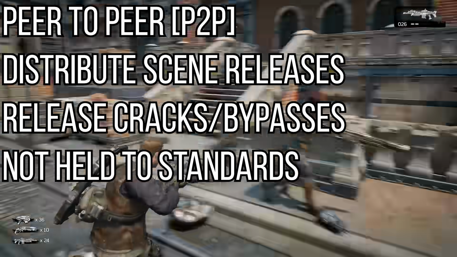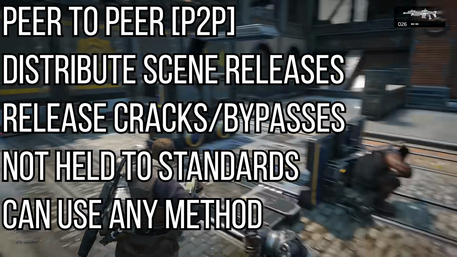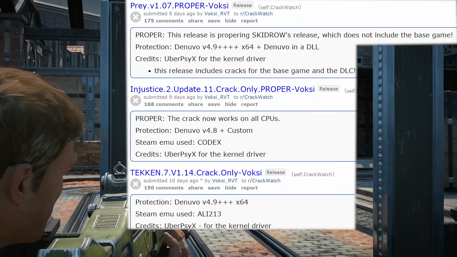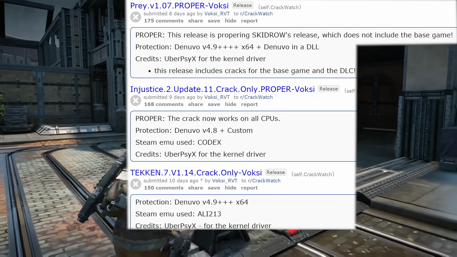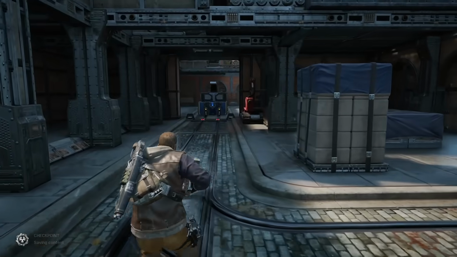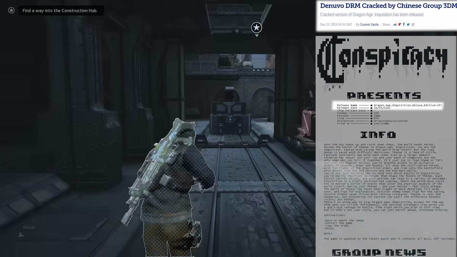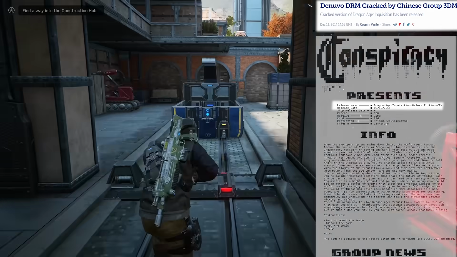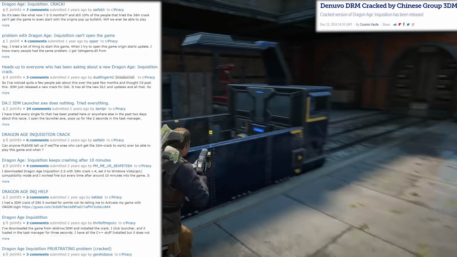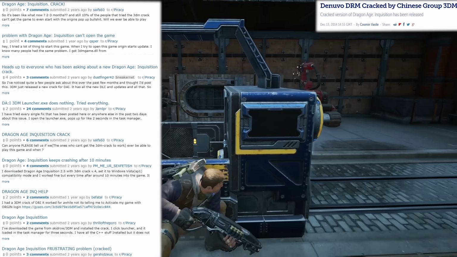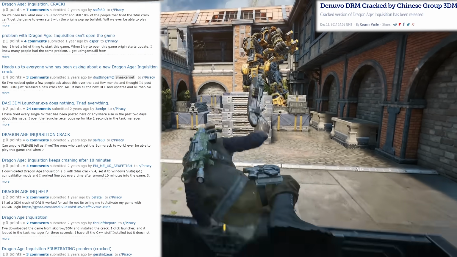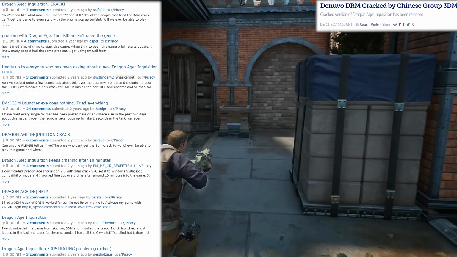In the latter case, they are not bound by scene standards and are thus unrestricted in the methods they can use to break DRMs. Case in point, Revolt's Voksi used a kernel driver to bypass Denuvo, a method off-limits to the scene. The wider array of techniques available to peer-to-peer lets them beat the scene at producing the first cracks, though the quality of peer-to-peer cracks is often questionable and nowhere near the scene standards. Case in point, the first cracks for Denuvo came from peer-to-peer group 3DM, though said cracks were buggy and unstable.